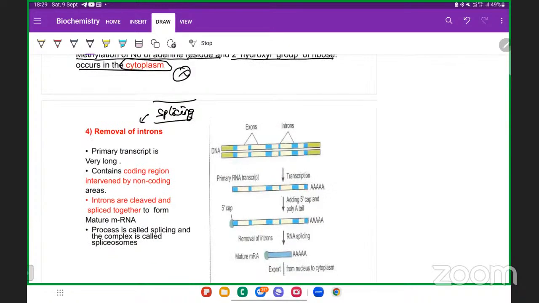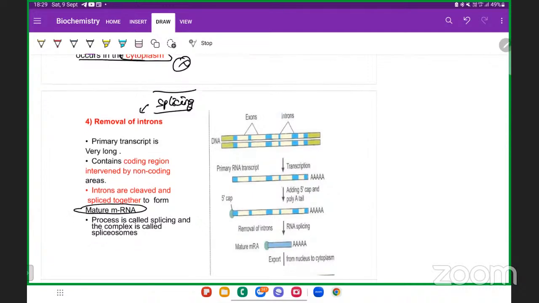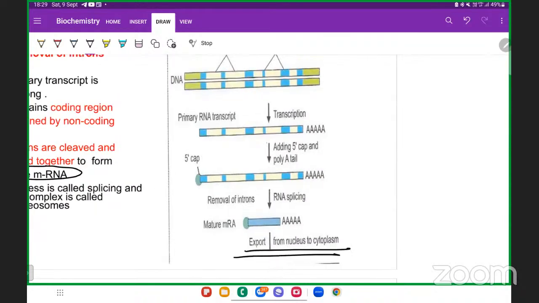Once your introns are removed, you call that a mature mRNA. You are going to call it a mature RNA. Can you see here? This is a mature RNA. You are going to have just your blue color part, which is your exons, and the white color part is your introns in this picture.